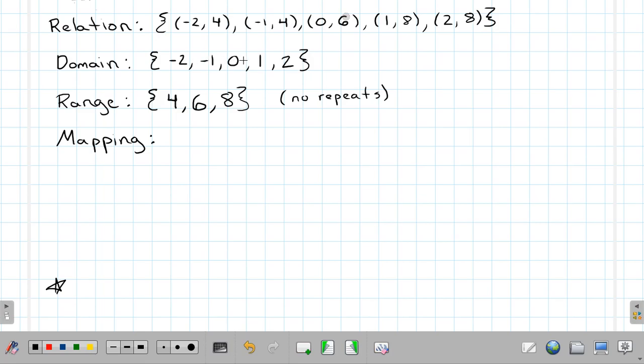So the domain is -2, -1, 0, 1, 2. Once again, that's all the x coordinates, but then the range is just 4, 6, and 8, because we have 4, we don't need to write 4 down again, 6, 8, we don't need to write 8 down again. Once again, if there are any repeats, you only list the number once. Now, this is important because now let's look at the mapping.